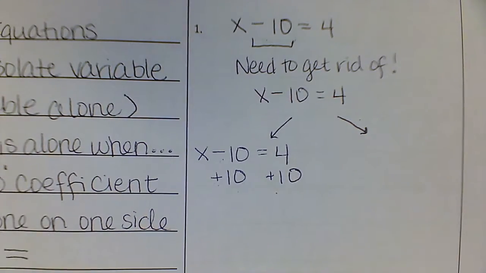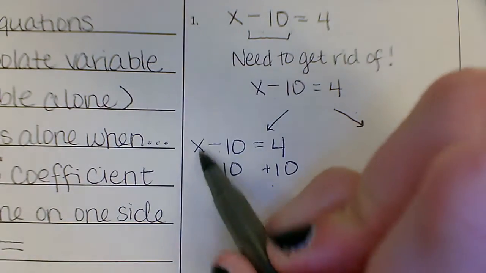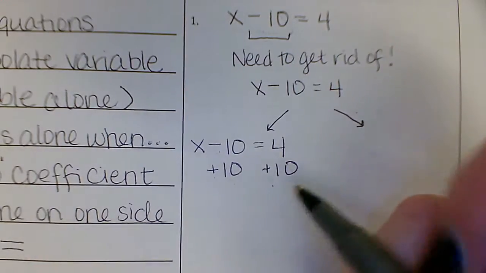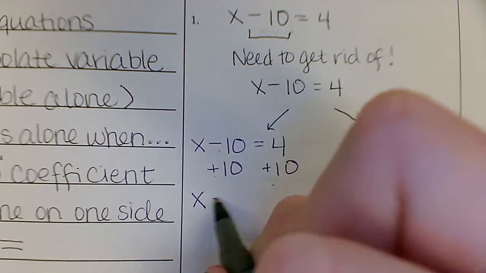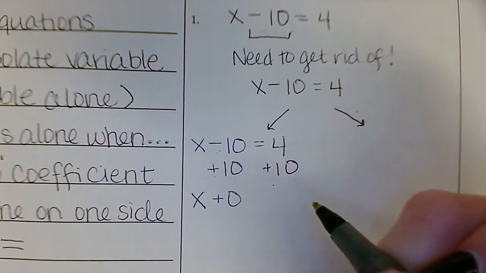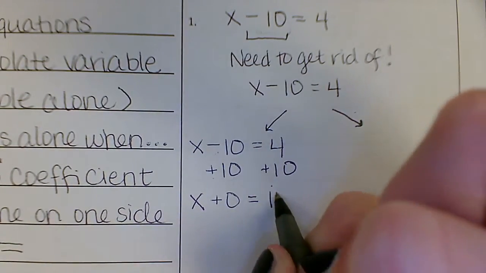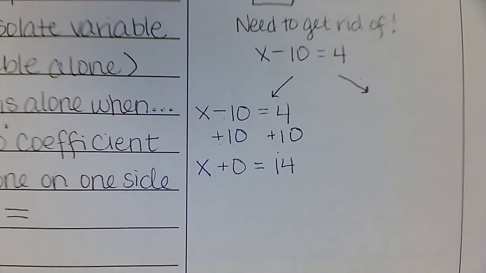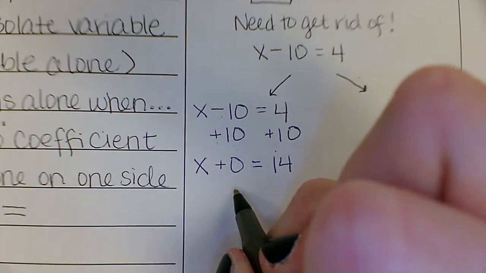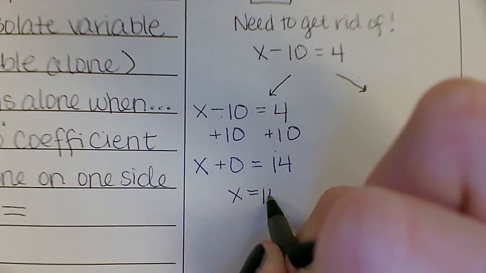So anyways, if I add down, so if I think about like stacking numbers and adding down, I still have my x. I did negative 10 plus 10, which gets me 0. And we're just going to write 0 for now, equals 14. Now, I should not be writing zeros. There's no point. So basically what that ends up being is just x equals 14.